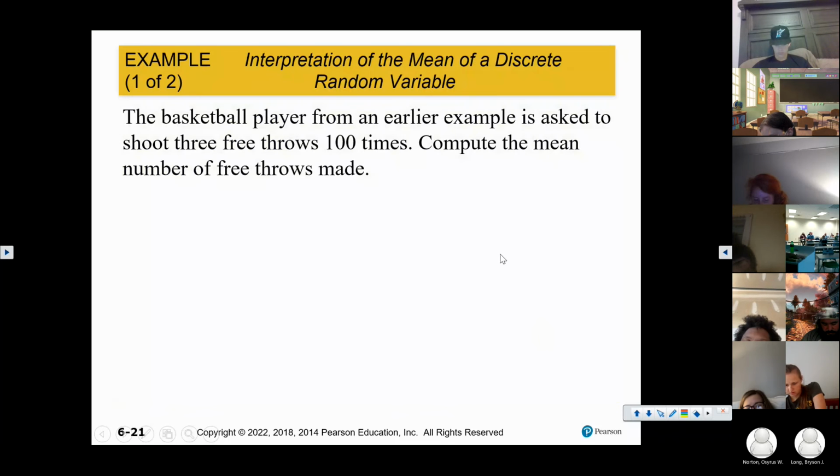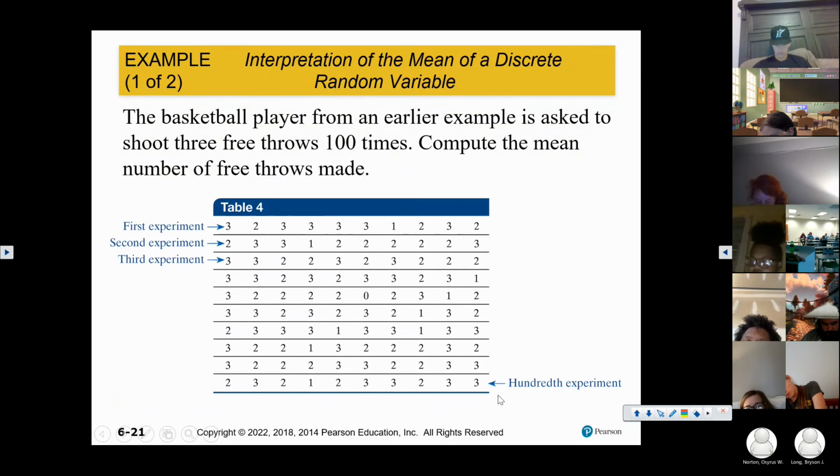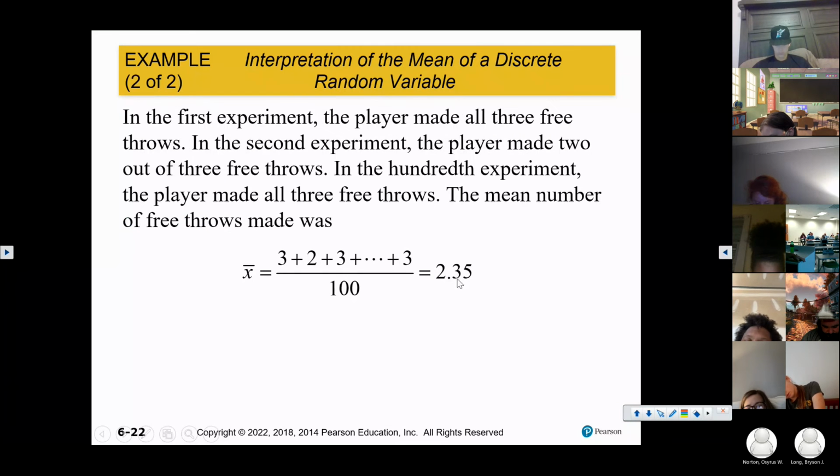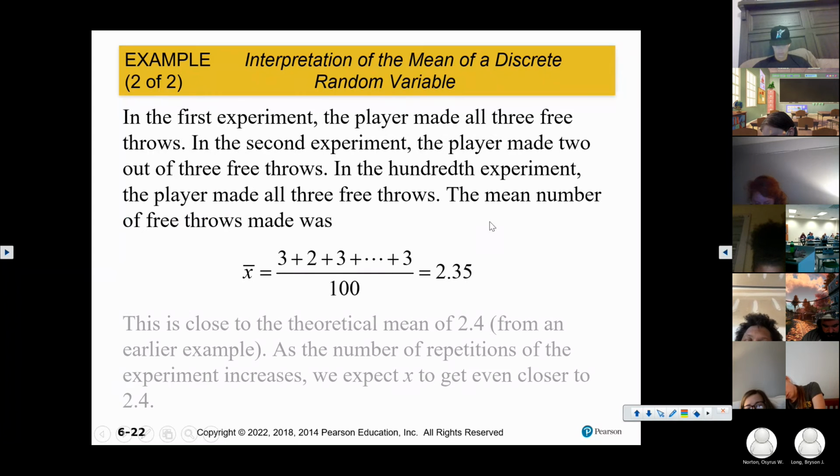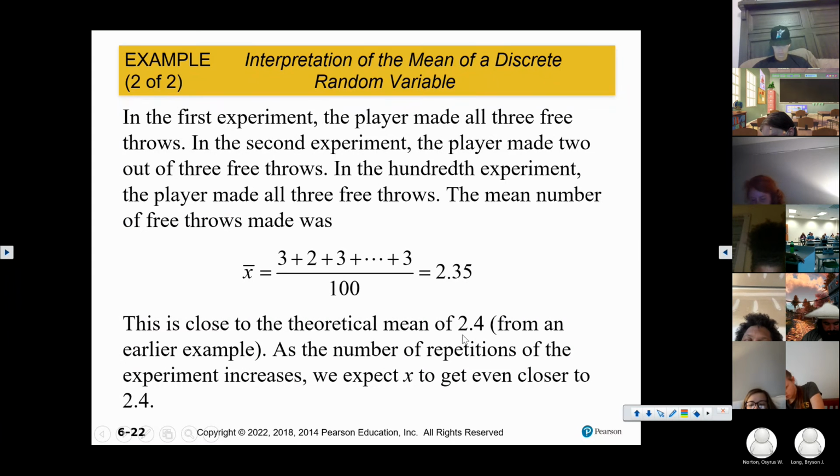Okay, here's a basketball player, throws 100 times, and his mean is 2.35. And we got 2.4 from the previous probability distribution. So you see they're very close to each other.